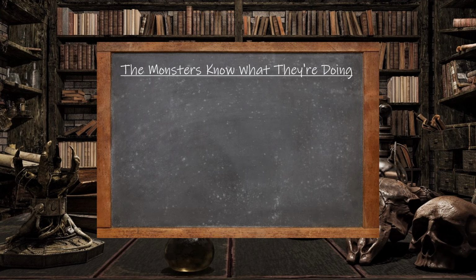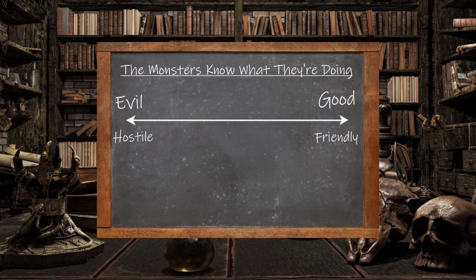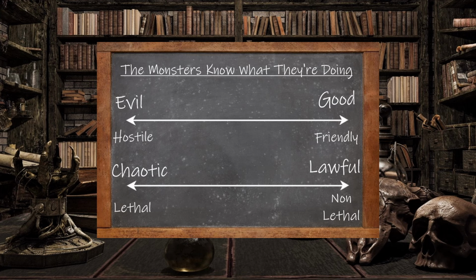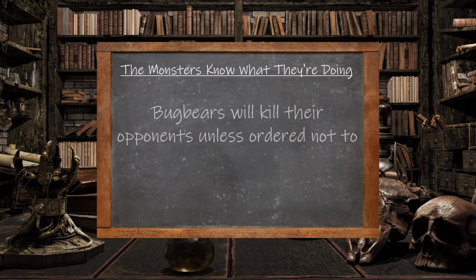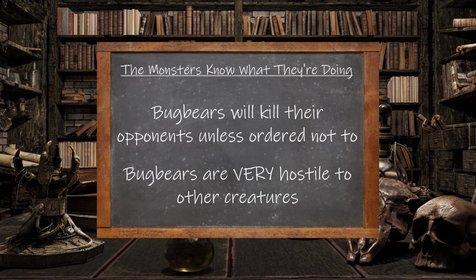Next up, let's look at how their alignment can impact their thinking. On the scale of good to evil, good creatures tend to be friendly to others, whereas evil creatures are hostile to others. On the scale of lawful to chaotic, lawful monsters may try to capture or non-lethally subdue others, whereas chaotic monsters would just kill them. Since bugbears are chaotic evil, we know 2 major things about them. First, since they're chaotic, bugbears will try to kill their opponents unless ordered not to. Secondly, their evil nature on top of their natural aggression means that bugbears are going to be very hostile to other creatures.